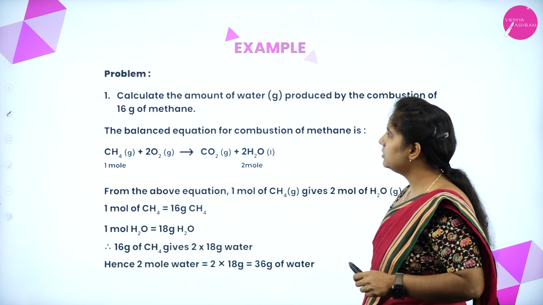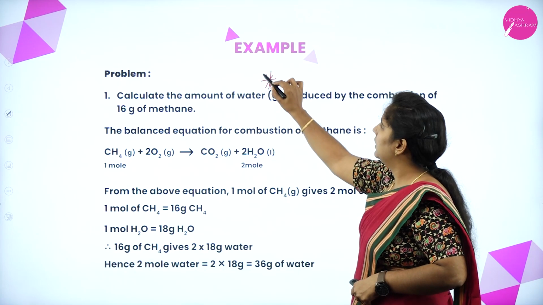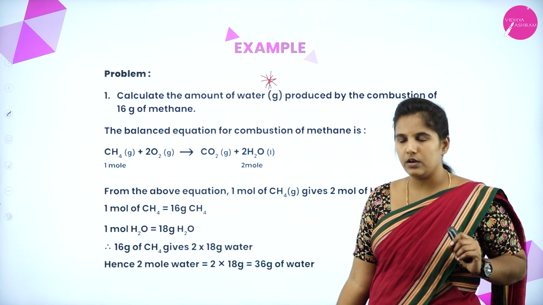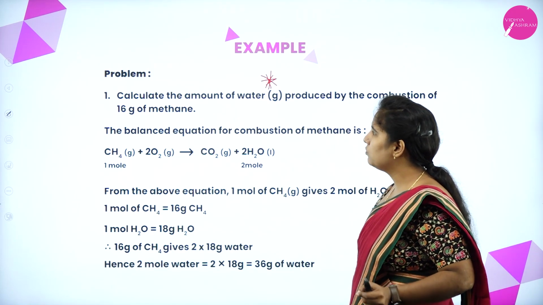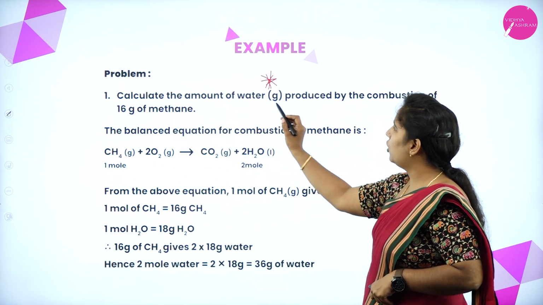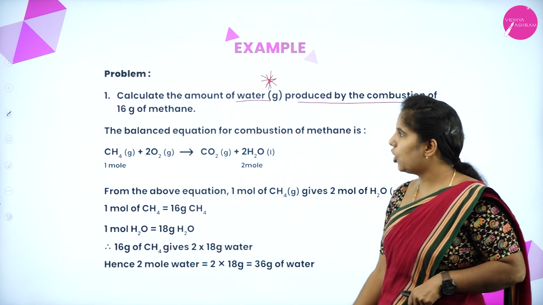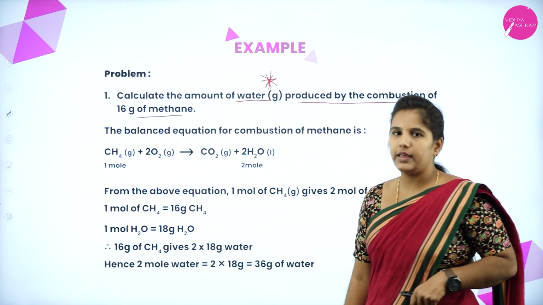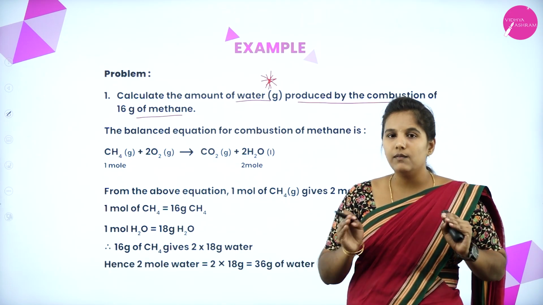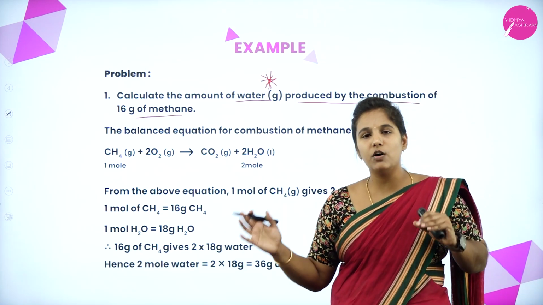Let's see how to do the problem now. This is one of the important problems which is asked so many times in your examination. Okay. So let's see how to do this. Calculate the amount of water produced by the combustion of 16 gram of methane. So what are they asking to calculate? The amount of water which is formed by the combustion of 16 gram of methane.